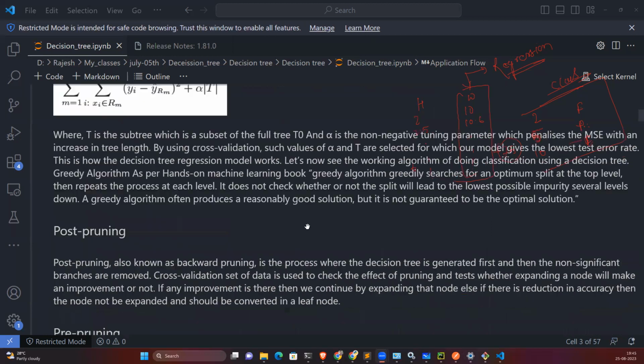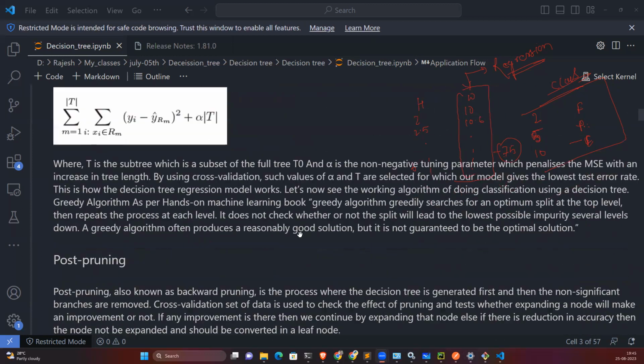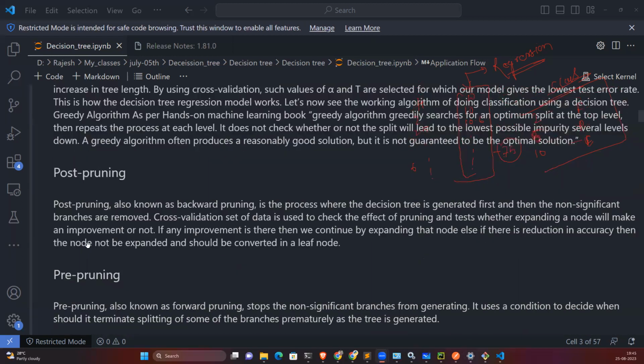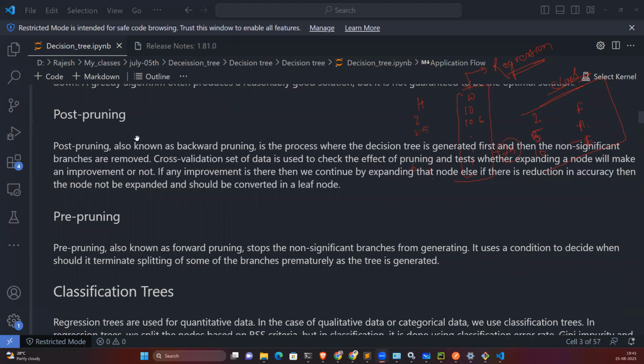Okay, so let's talk about what the different types of pruning are. There are two types of pruning: the first is called pre pruning, and the second is called post pruning. Pre pruning means before taking the decision, you are going to prune the data set, right? And post pruning means after building the decision tree, you are going to cut down the tree. Okay, so this is called pre pruning and post pruning.